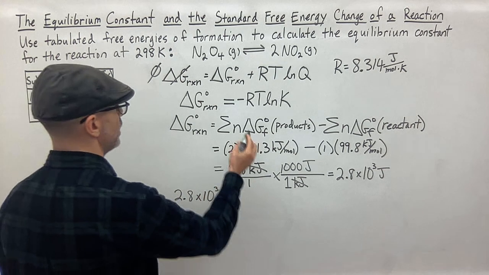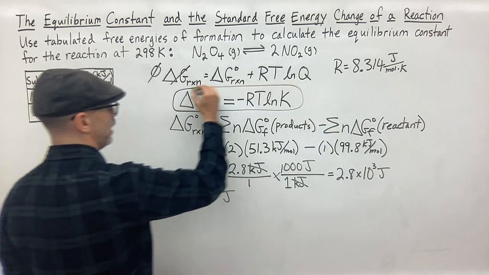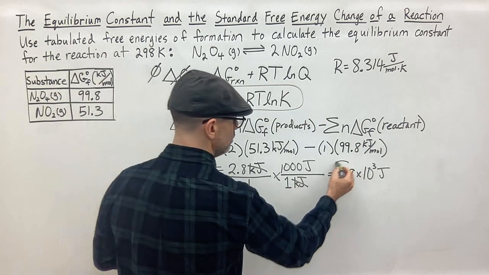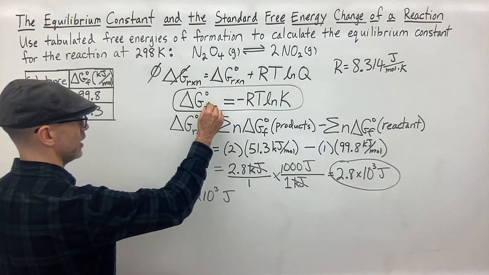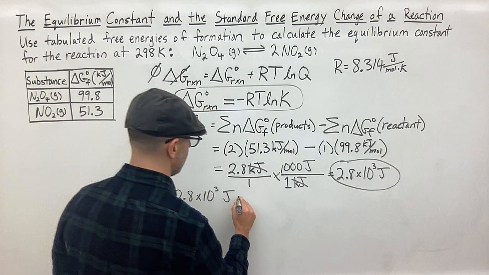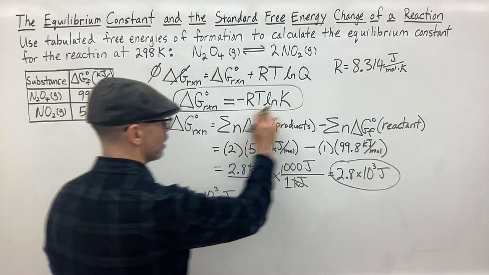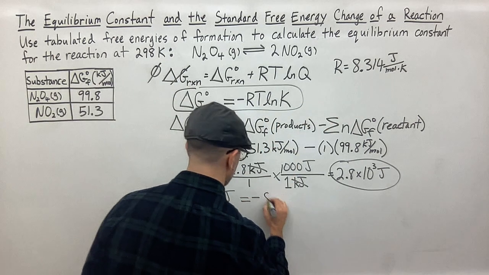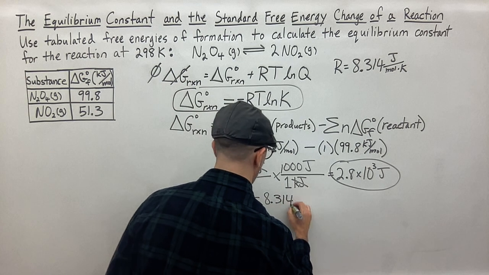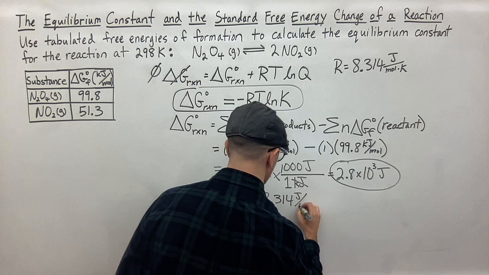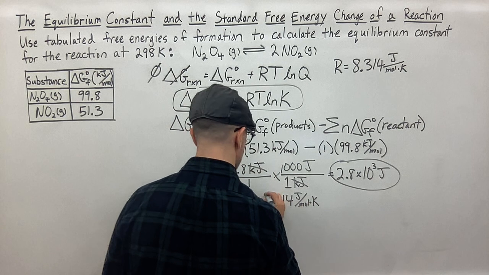Again, just to remind yourself, I'm using this equation now. The joules I calculated here are now going to go here, so that's what I'm writing: 2.8 times 10 to the third joules. Then that's going to be equal to negative R, which is 8.314 joules per mole Kelvin.